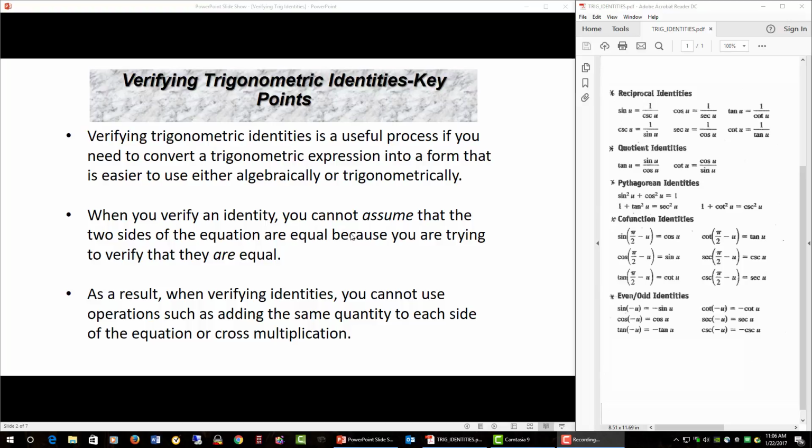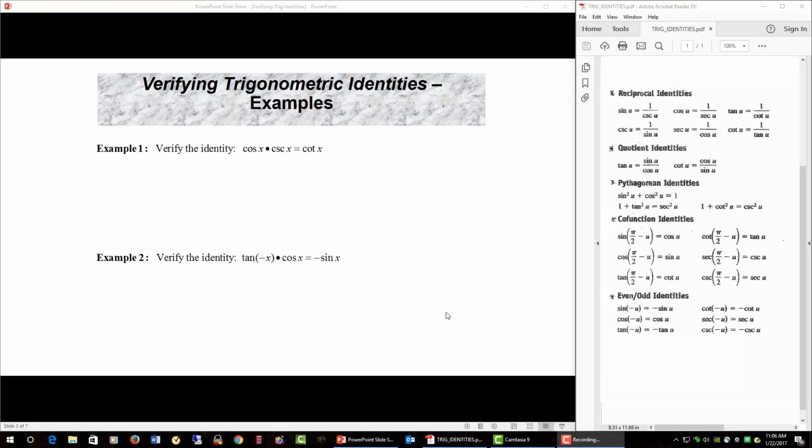When you verify an identity, you cannot assume that the two sides of the equation are equal, because you're trying to verify they're equal. So you can't do things across the equal sign. As a result, when verifying identities, you cannot use operations such as adding the same quantity to each side or cross multiplying and so forth. Now what we're going to do next is get into some examples, so let's look at these to start out with.